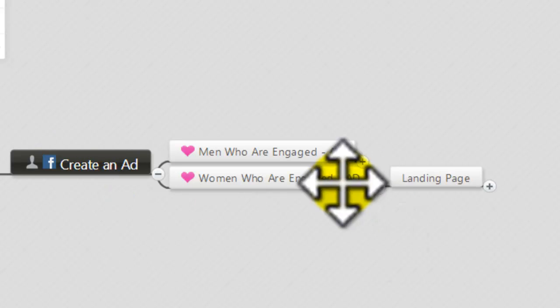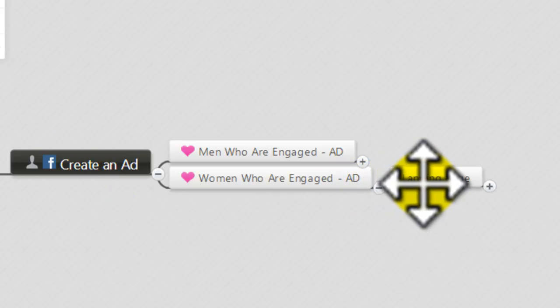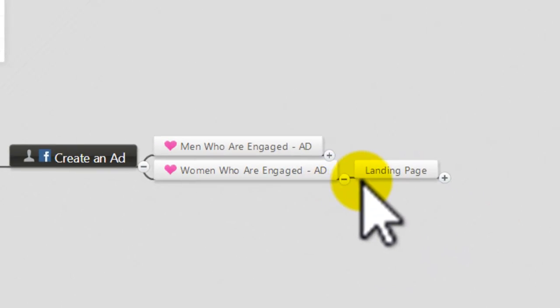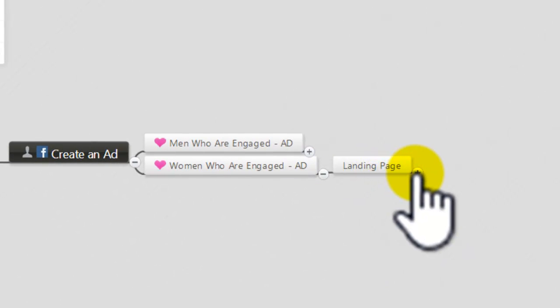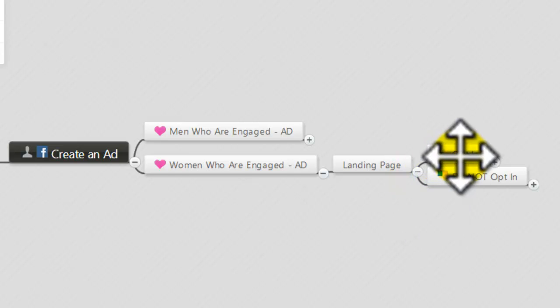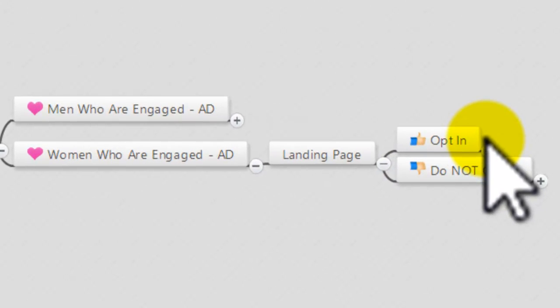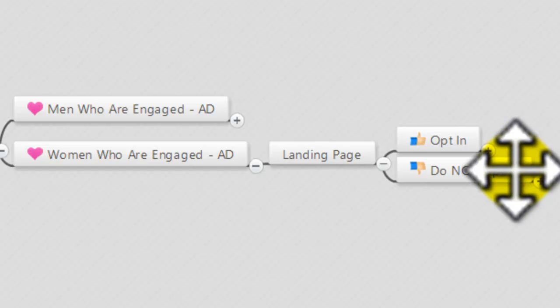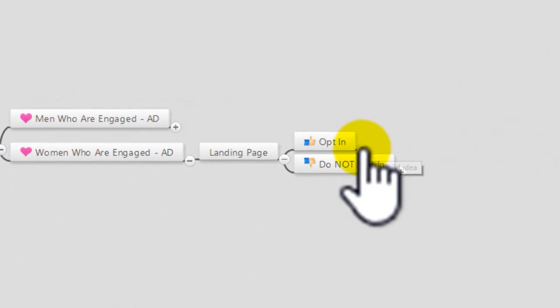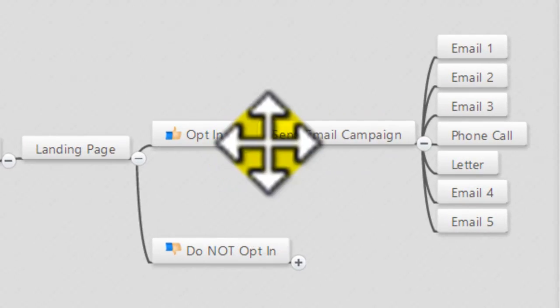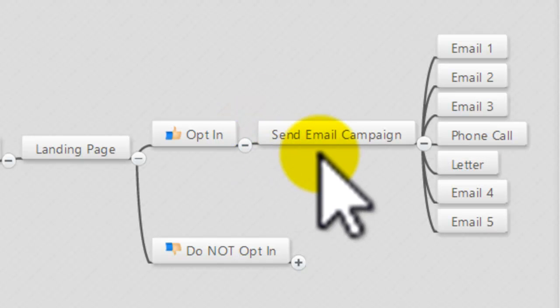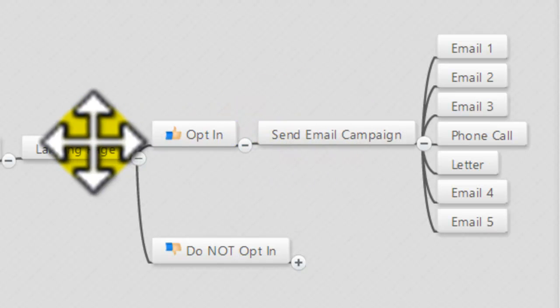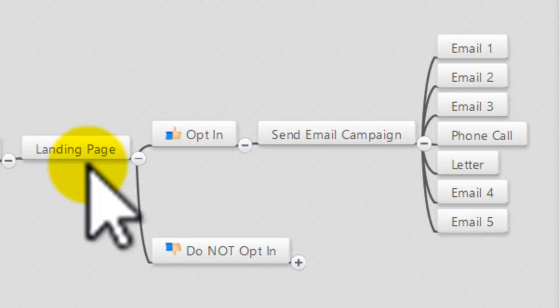So we have an ad, and the ad takes people to a landing page. When women click on the ad, they will land on a landing page, and then they have a choice. They can opt into the ad for more information or not opt in. When women opt in to the ad, you commence a series of outreach, starting with email. The landing page is asking for an email address and a name.